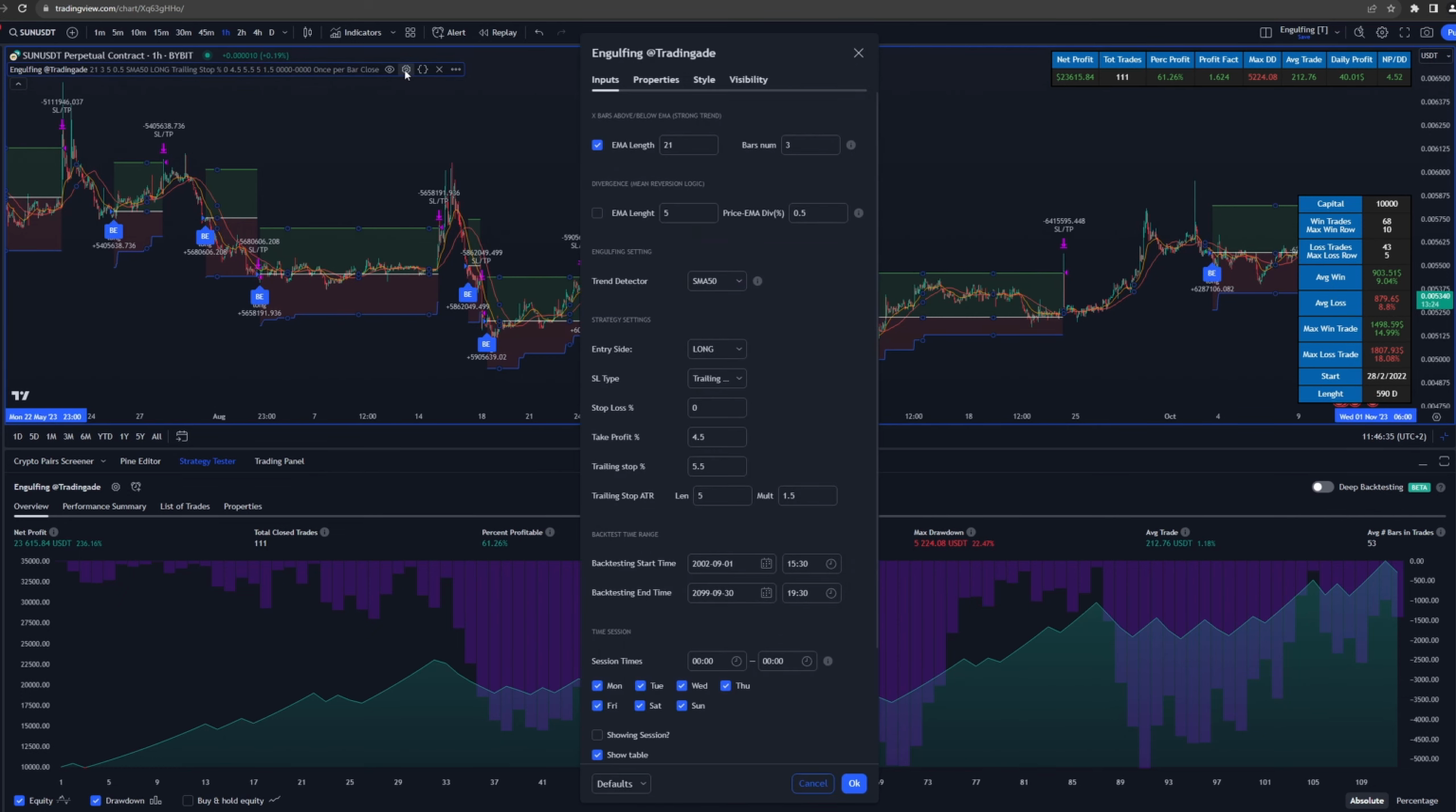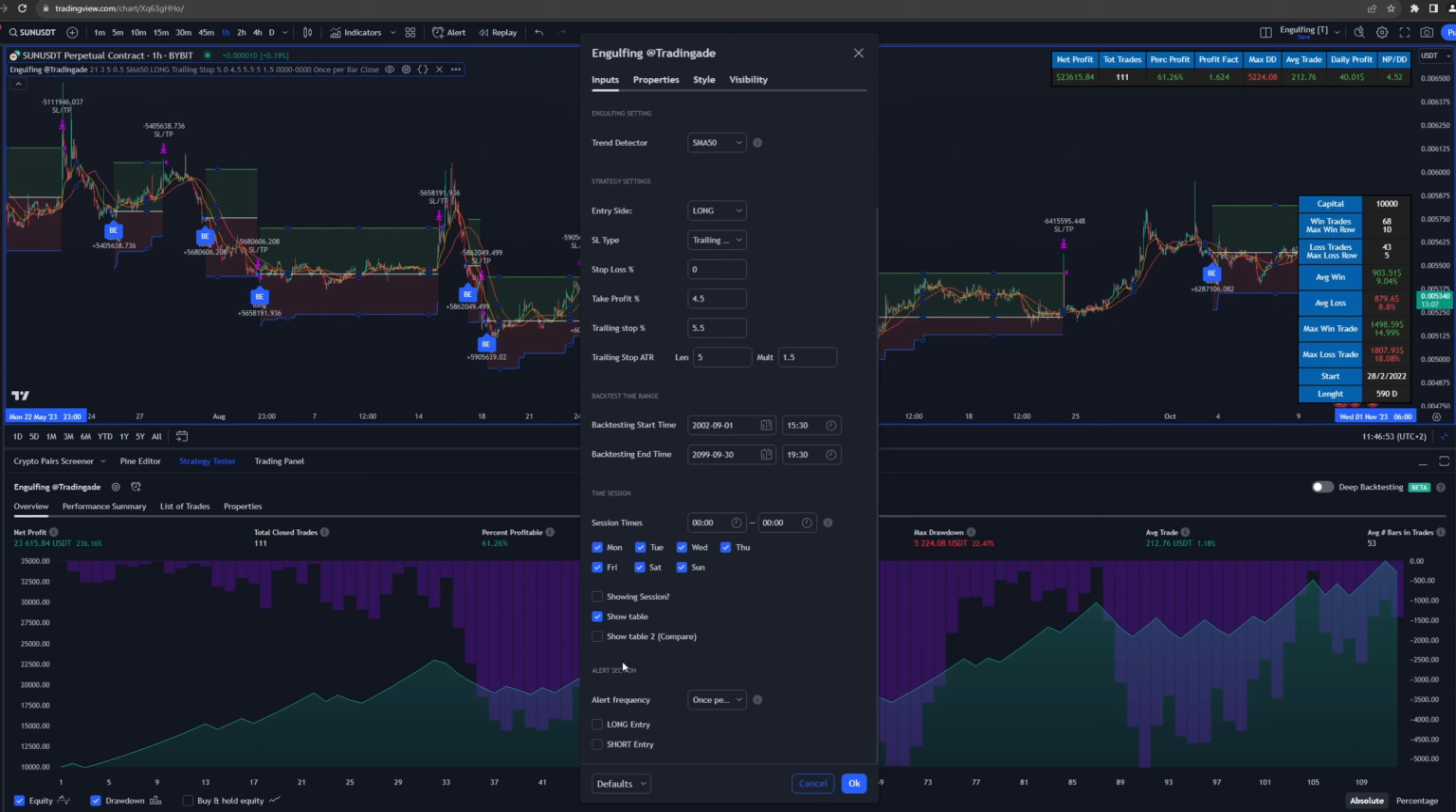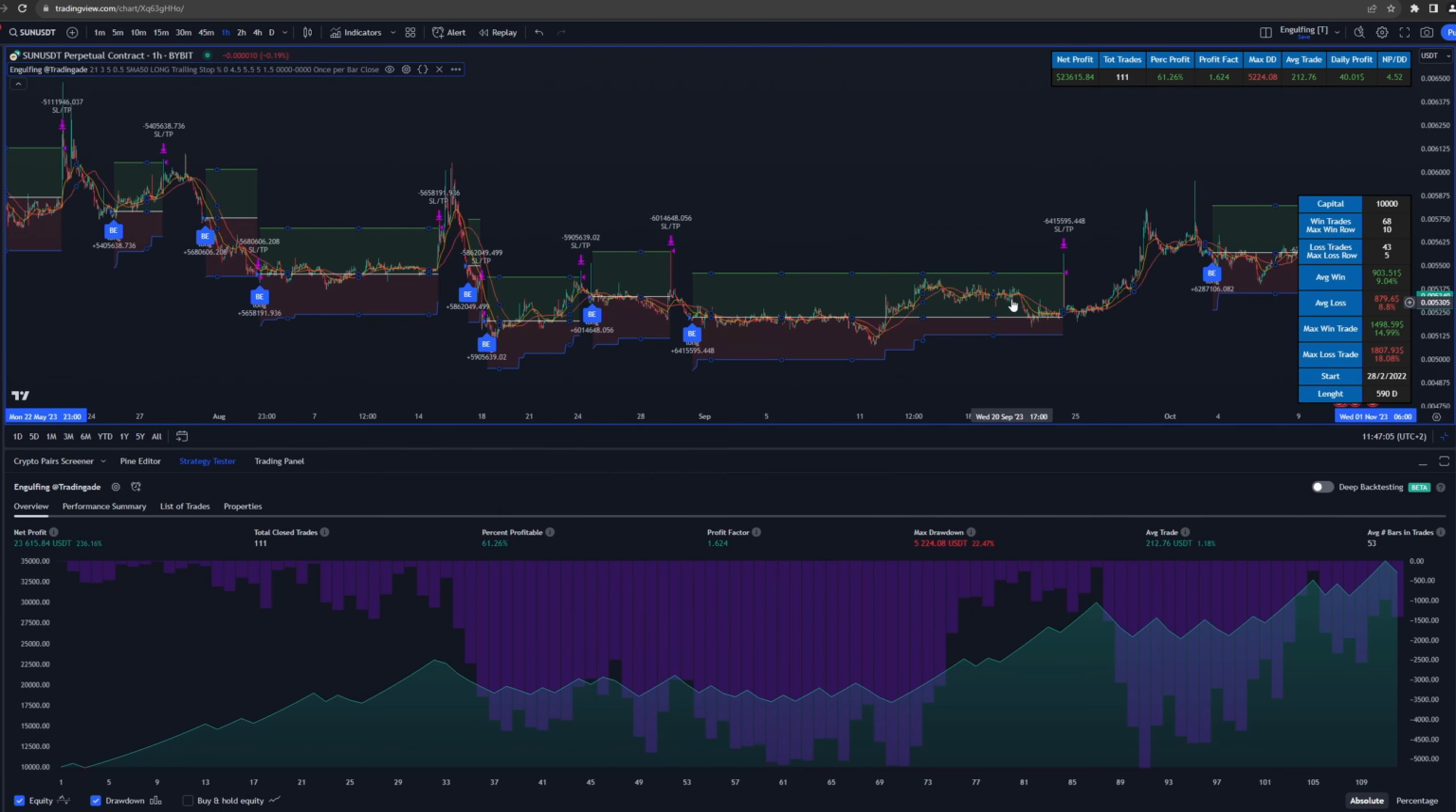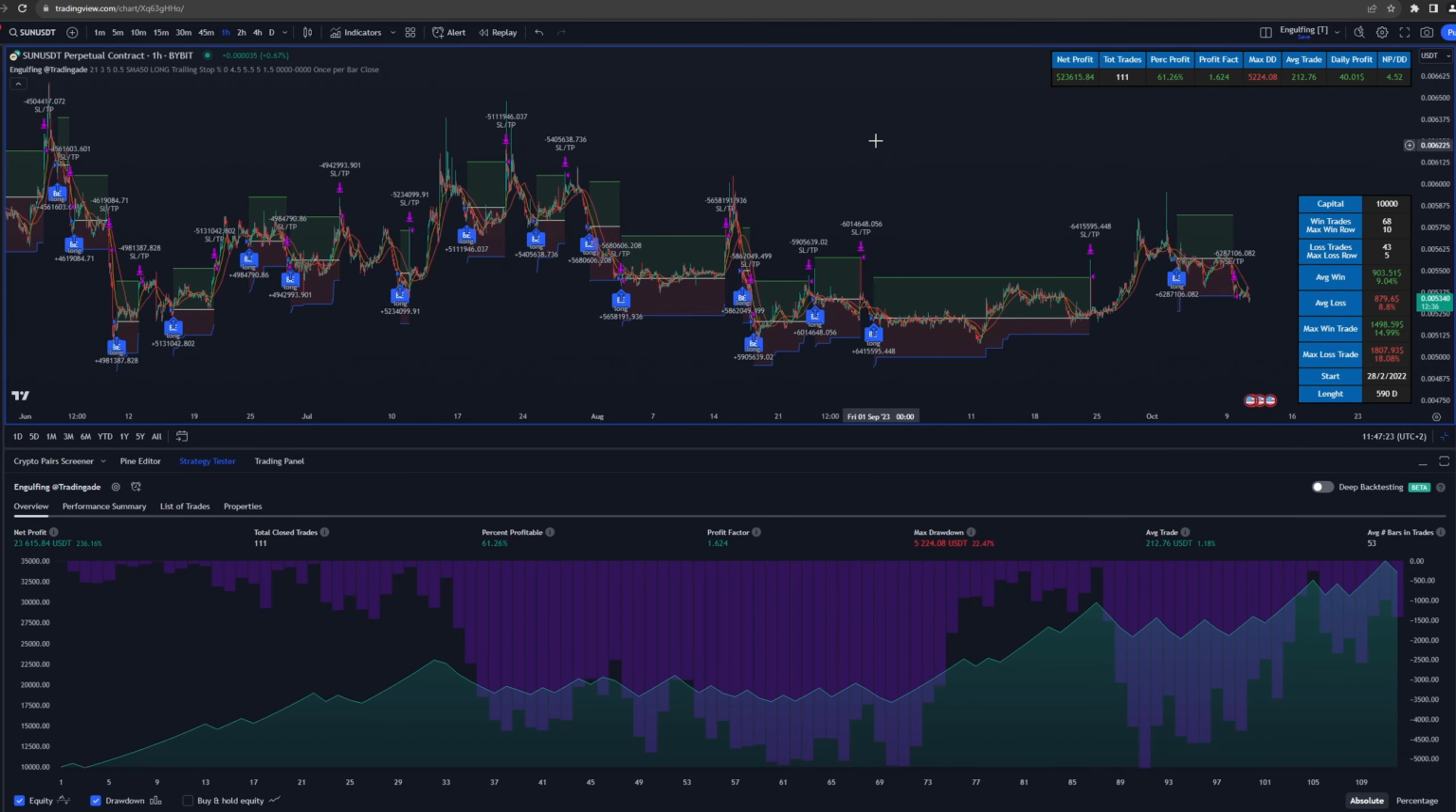But you can even use it with manual trading because you can set the alert from here, long entry and short entry. Okay, so we have discovered an edge with this engulfing pattern. If you're interested in more candlestick patterns, please let me know in the comment section.